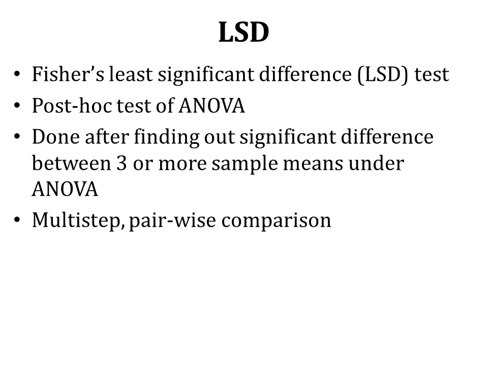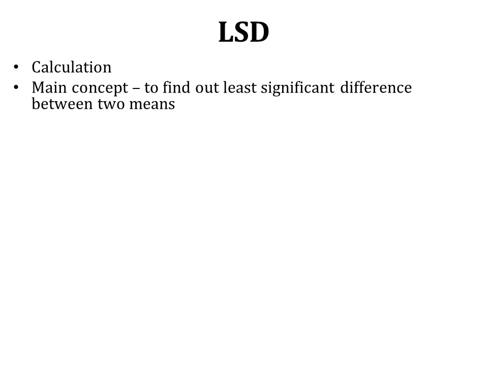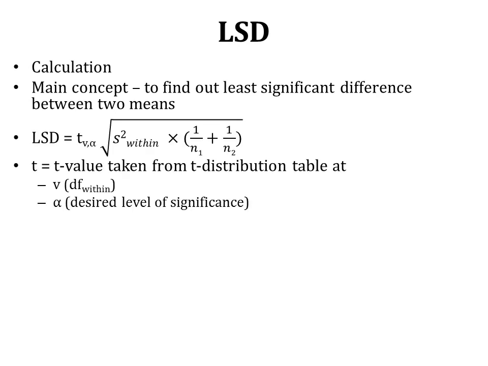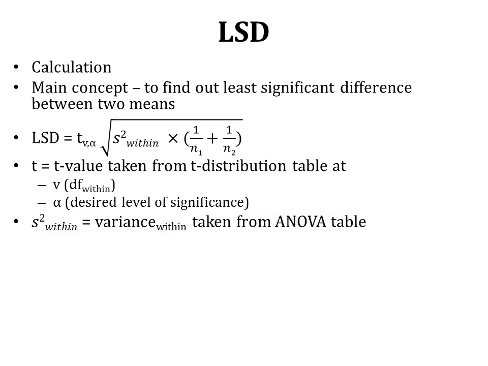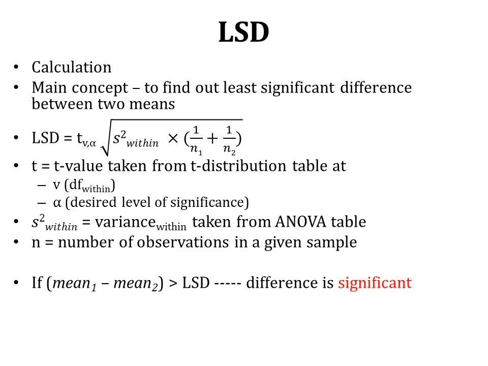This is a multi-step pairwise comparison, and it establishes which means are significantly different from each other. The main concept of the LSD calculation is to find the least significant difference between two means. In the formula, the t-value is taken from the t-distribution table at v, which is the degrees of freedom within, and alpha, which is the desired level of significance, from the two-tailed t-distribution. The variance within is taken from the ANOVA table, and n is the number of observations in a given sample. These calculations are done on pairs of means. If the difference between a mean pair is greater than LSD, then that difference is said to be a significant difference.